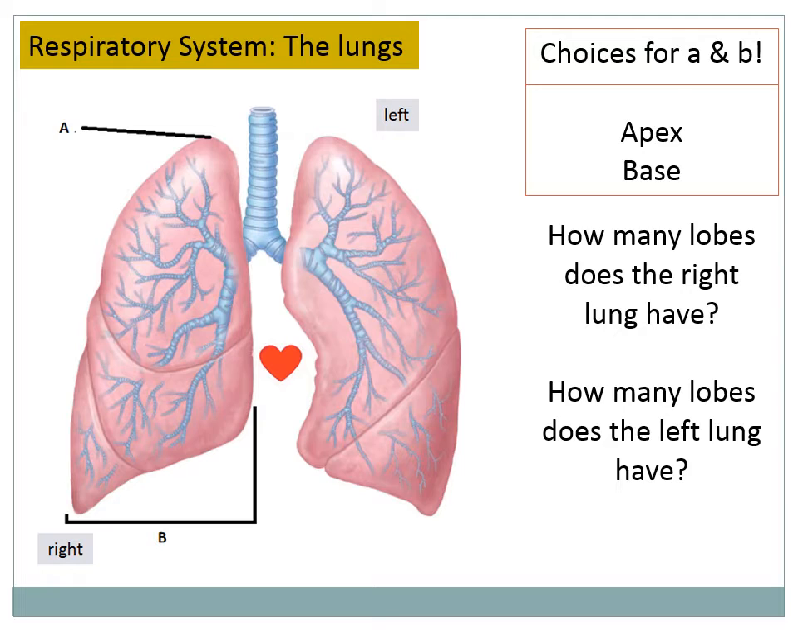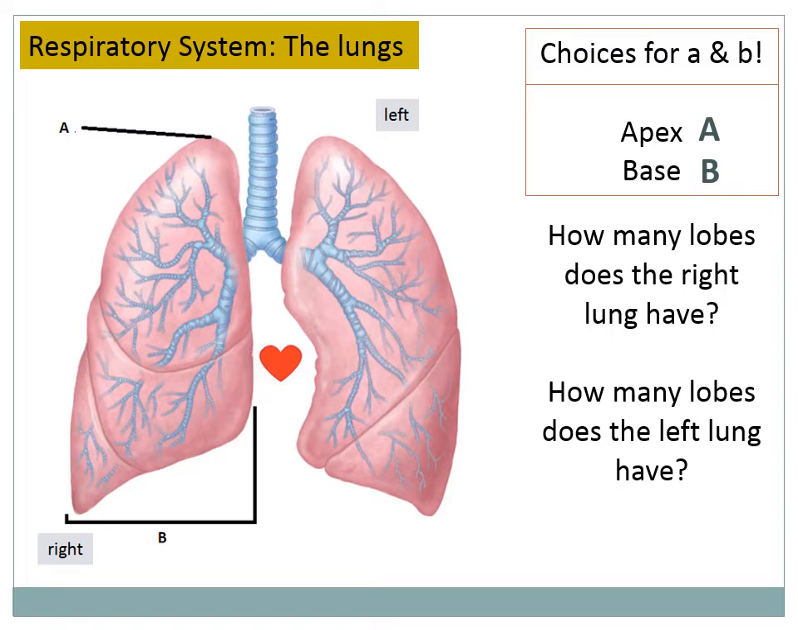So I have an A and a B outlined there. Your choices are either the apex or the base. So which one is A? Yep, A is going to be the apex. It's at the top. That's what apex means. Like an apex of a pyramid is the tip of the pyramid. So apex is the top. That would make B the base. So the base of the lung is at the bottom of the lung, and the apex is at the top.